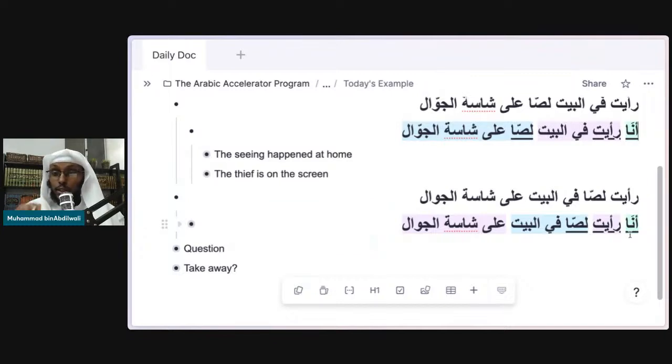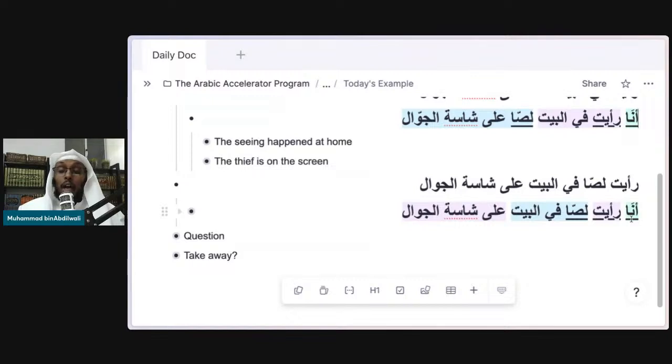for our core sentences. Doesn't mean you have to do that in your Arabic speech. لا, رأيت لصا or رأيت في البيت is fine. But we start off from a nominal sentence, jumla ismiya, and then we change it to a verbal sentence for reasons that I've mentioned previously, and I'll mention in more detail in the future. أنا رأيت لصا في البيت على شاشة الجوال.